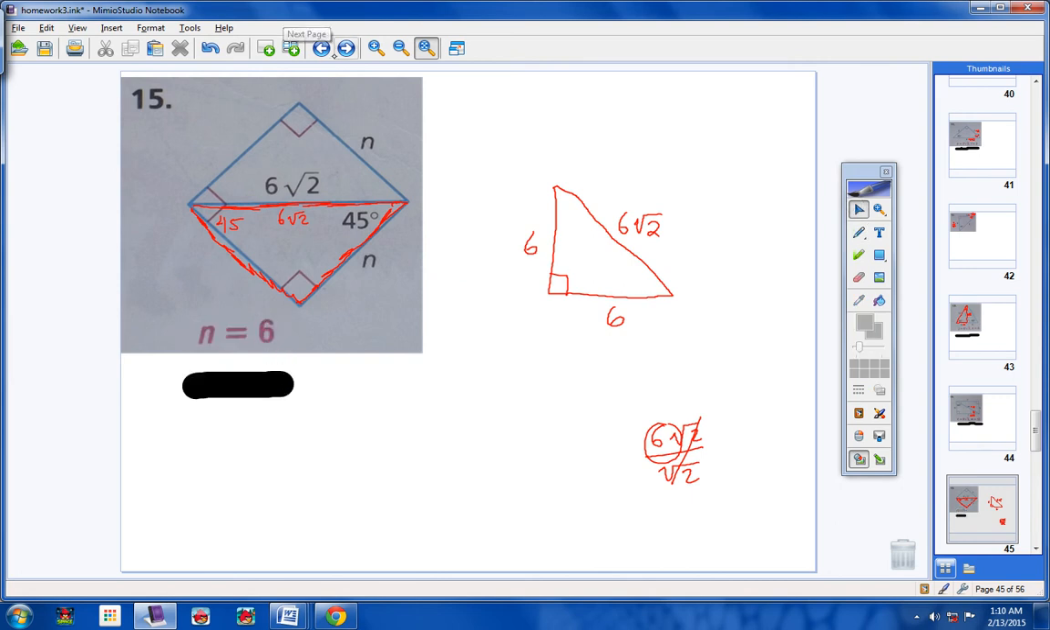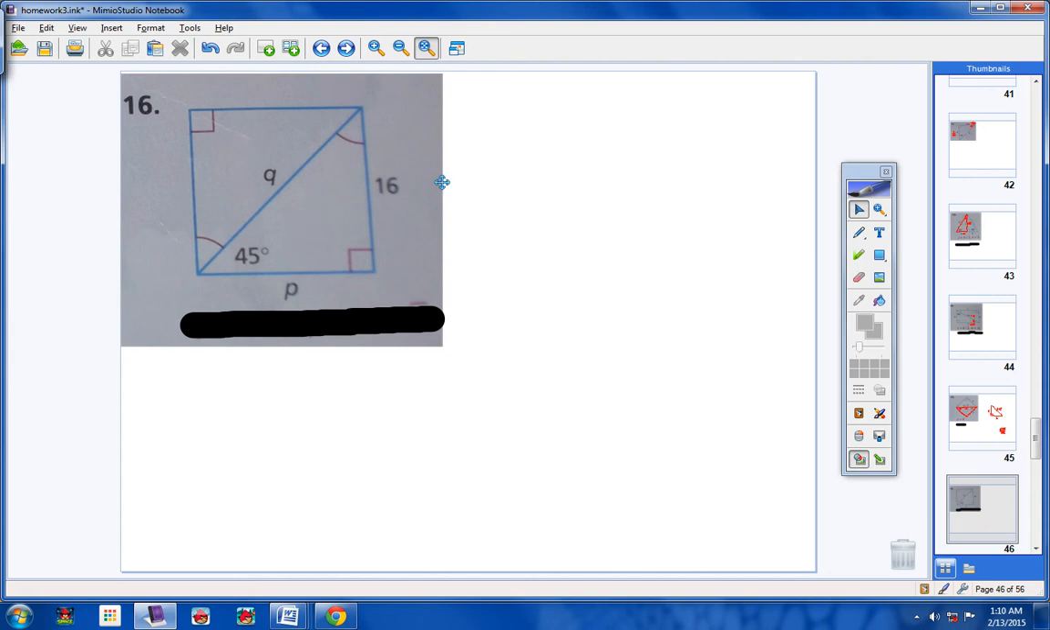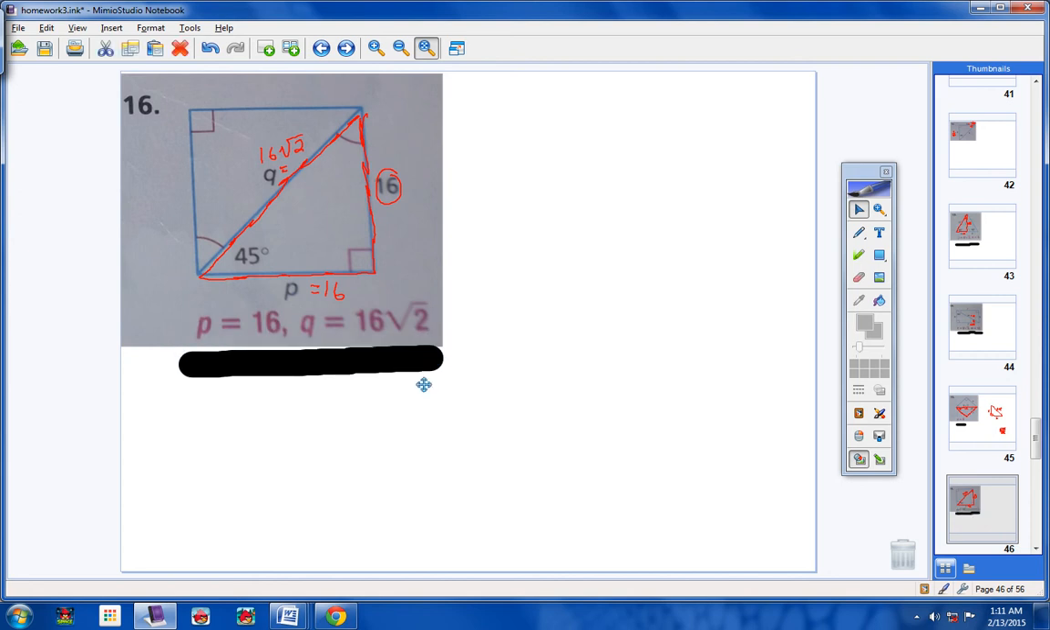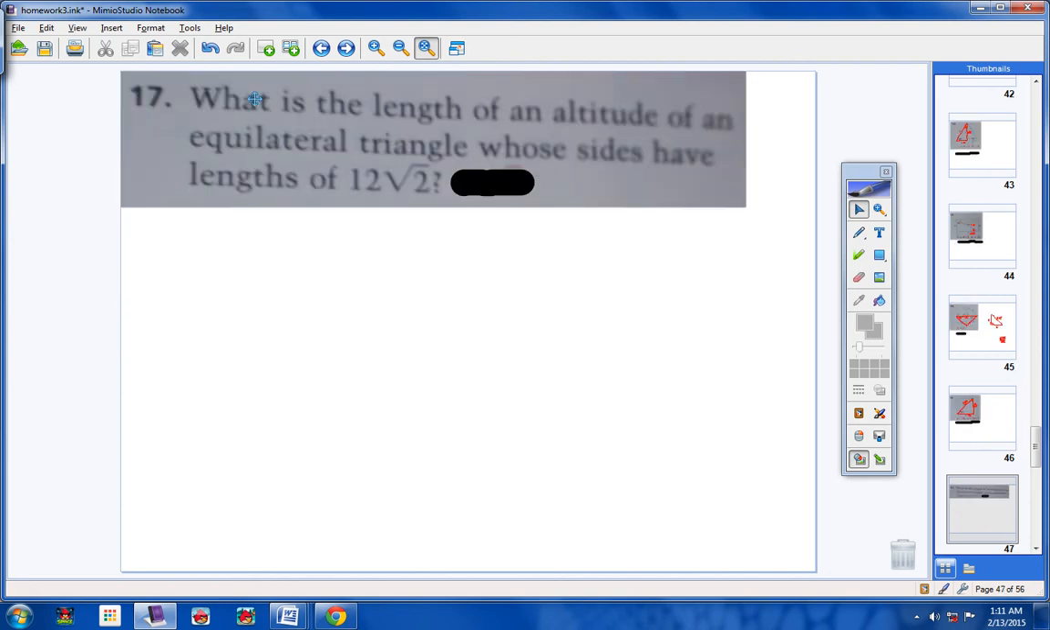Alright, moving on to number 16. Okay, now we have a 45, 45, 90 triangle again, students, right here. Okay, these are pretty redundant, alright? Now look. One of my legs is 16, so I know my other leg is 16. And then anytime you know the leg of a 45, 45, 90 triangle, you multiply the leg by the square root of 2, and that will give you the hypotenuse. So Q equals 16 times the square root of 2, and P equals 16. There we go. Alright, moving on now to number 17, 18, 19, and 20, okay?